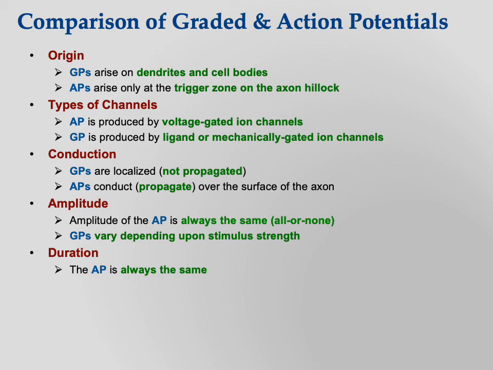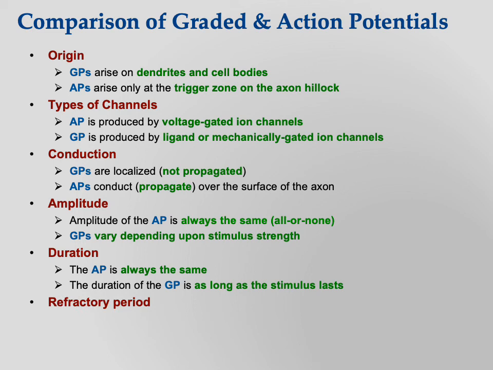It starts in the axon hillock and it goes all the way to the end. That will always take the same amount of time. Graded potentials will last as long as the stimulus is there. So, if you put a burning match on somebody's arm, that's going to create graded potentials. If you take it off, then they might stop. But as long as you hold the burning match on someone's arm, and don't ever do that to anyone, for heaven's sakes, the graded potentials will continue to happen as long as that burning match is there.